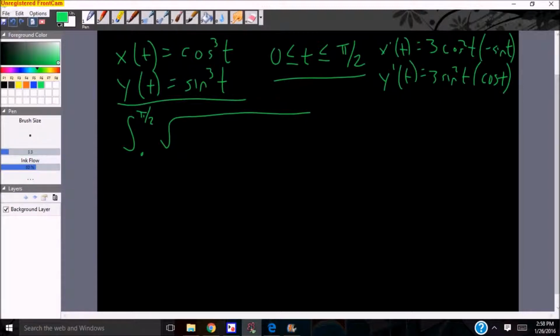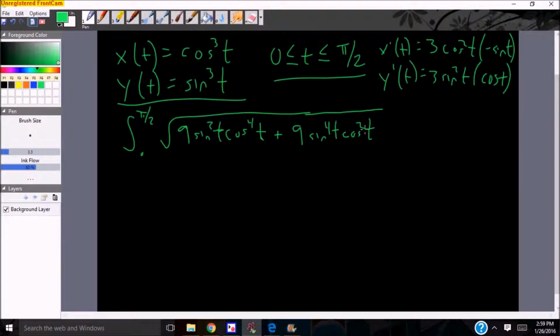So when I square that x prime of t over there, that's going to leave me with 9 sine squared t cosine to the 4th t. Plus, I'm going to square the y prime of t part, and it's also going to give me 9. This time I'll have sine to the 4th t cosine squared t.